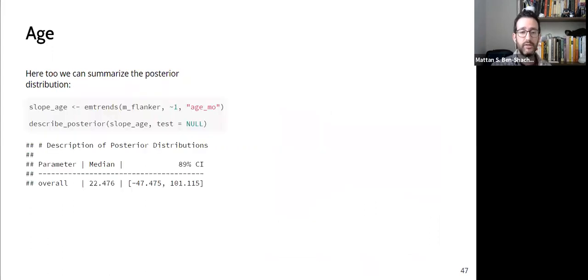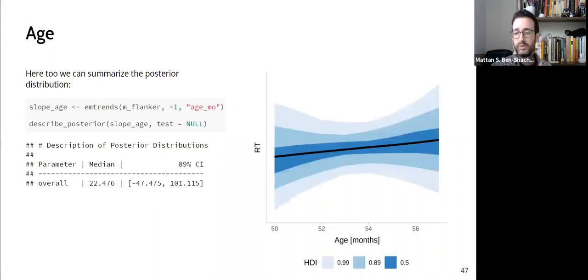Here too, of course, we can summarize our posterior distribution. So again, using the median and the 89% HDI. So we're saying that the most probable values of the slope are between minus 47 milliseconds per month, right? It's a slope, to 100 milliseconds per month with the median value of 22 milliseconds. And we can also just plot that out like regular, right? Having a single slope with a credible interval around it.